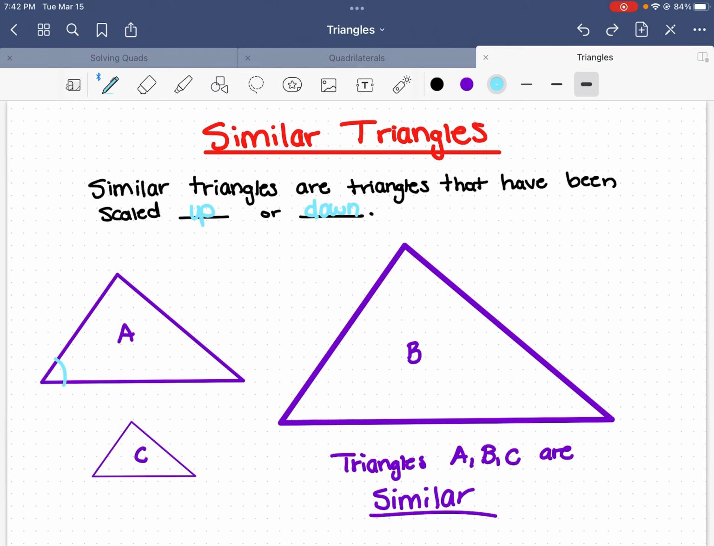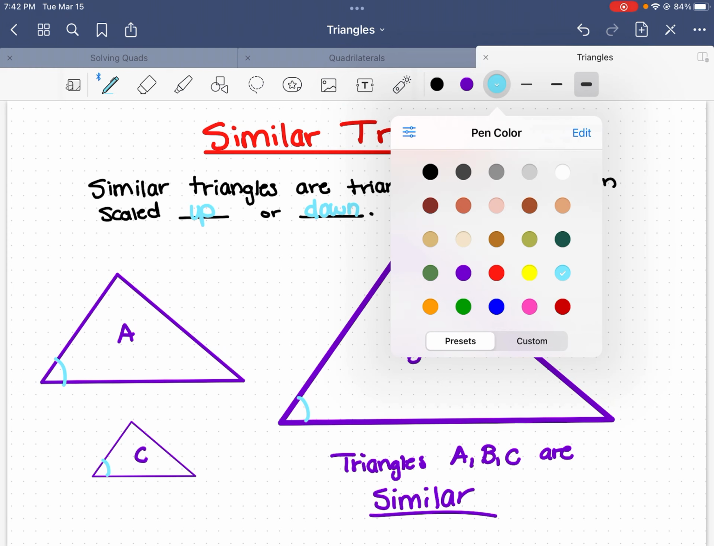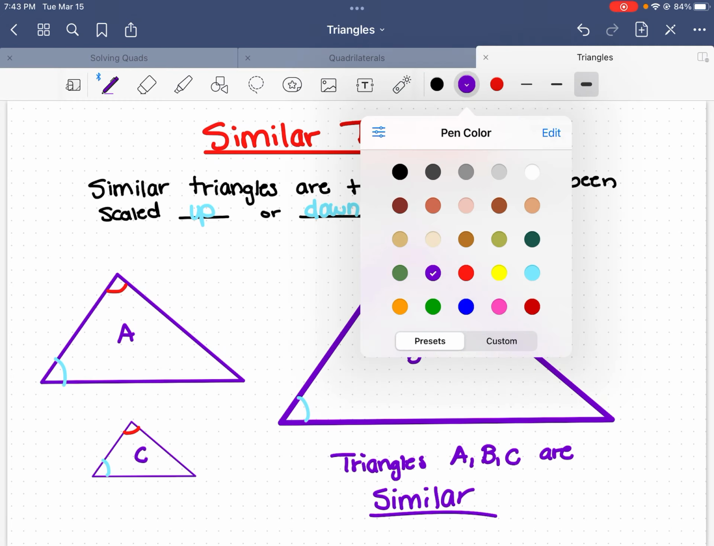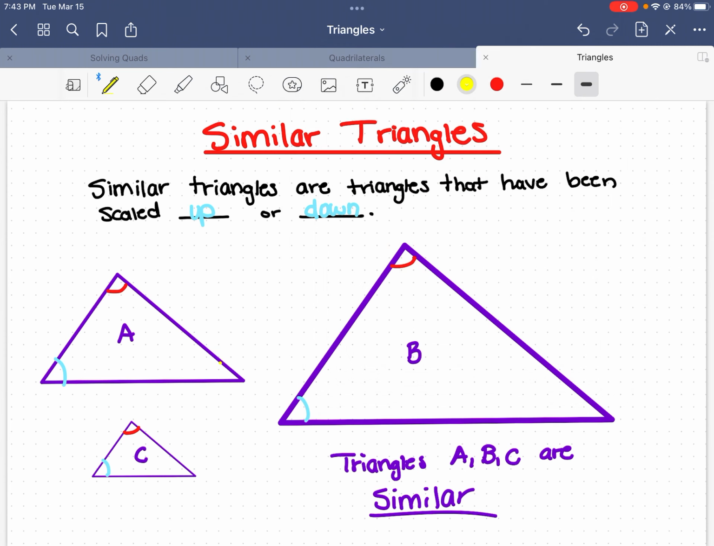So if two of these angles are equal or congruent to one another, then these are similar triangles. The reason we only say two is because a triangle's angles add up to 180. So if two of them are the same, then the third one by default has to be the same. As long as you check for two, you are good.